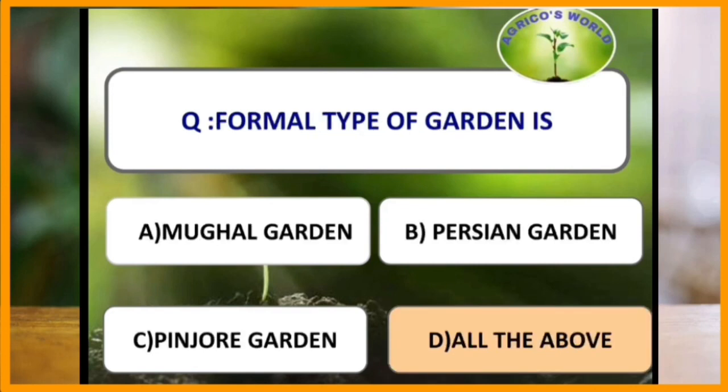Which of the following is a formal type of garden? The formal type of garden has a symmetrical plan, and examples of the formal type of garden are Mughal gardens, Persian gardens and Pinjore gardens. So the answer is all the above.